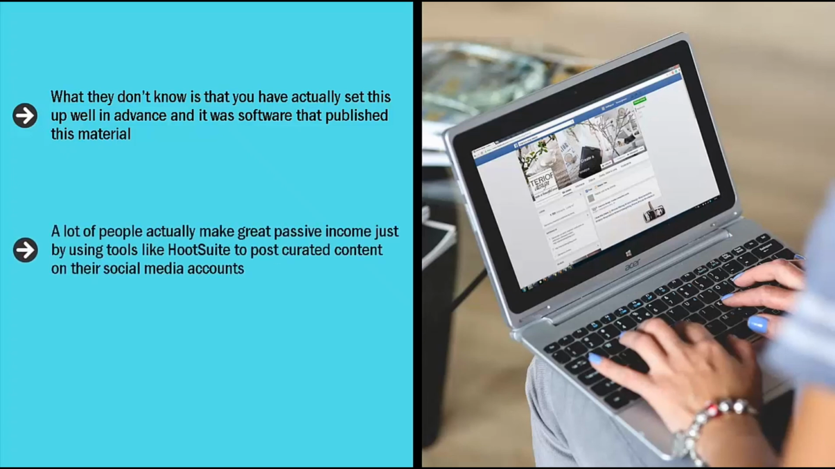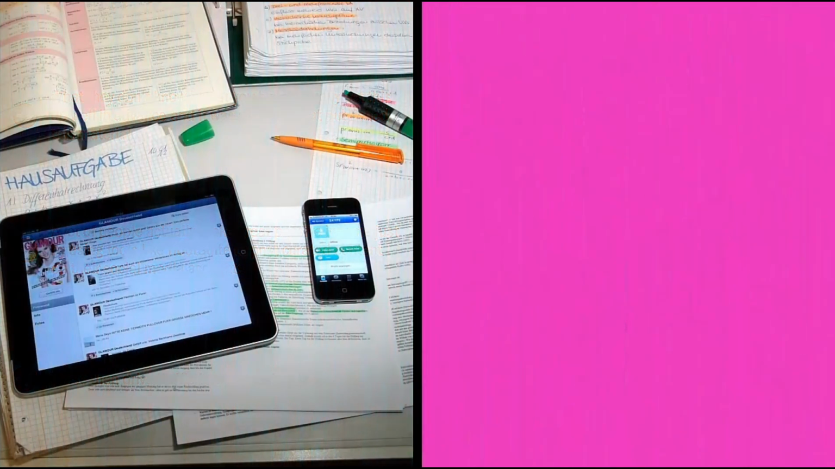A lot of people actually make great passive income just by using tools like Hootsuite to post curated content on their social media accounts. These then drive traffic to their mailing lists. These lists are then automated to send offers at specific times. The owners and operators of these systems just sit back and collect cash. I know, sounds pretty awesome, but you have to have a system as well as a clear plan in order to pull this off.